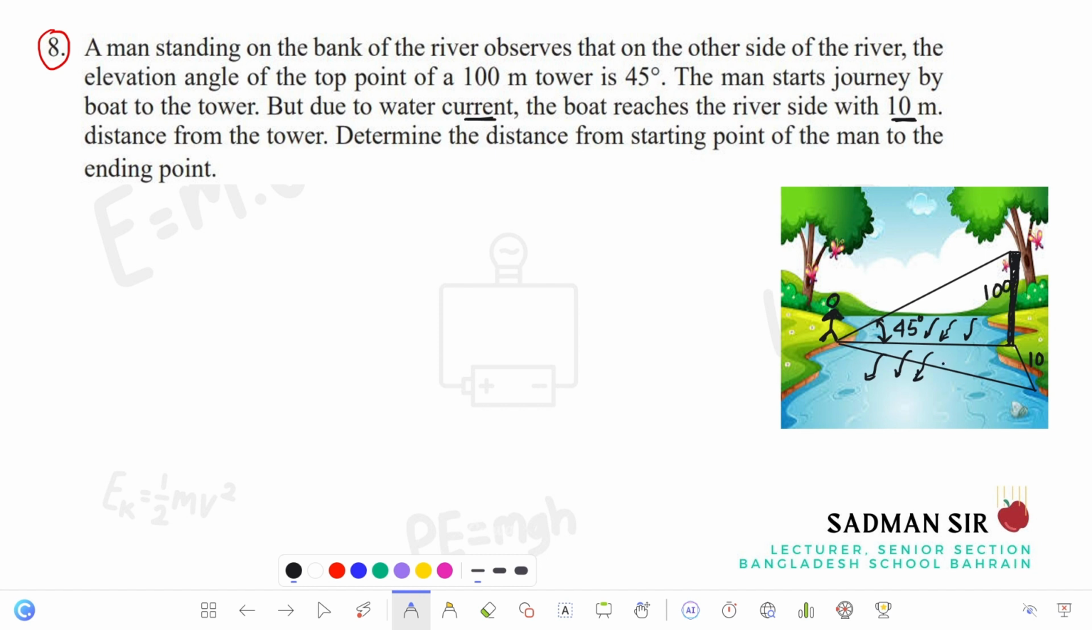Okay, so these are the things that are given in the question. Now what we have to do is determine the distance from the starting point of the man to the ending point. So this is the starting point and this is the ending point, so we need to find this distance actually. Okay, so how can we do that? There are actually two steps to it.